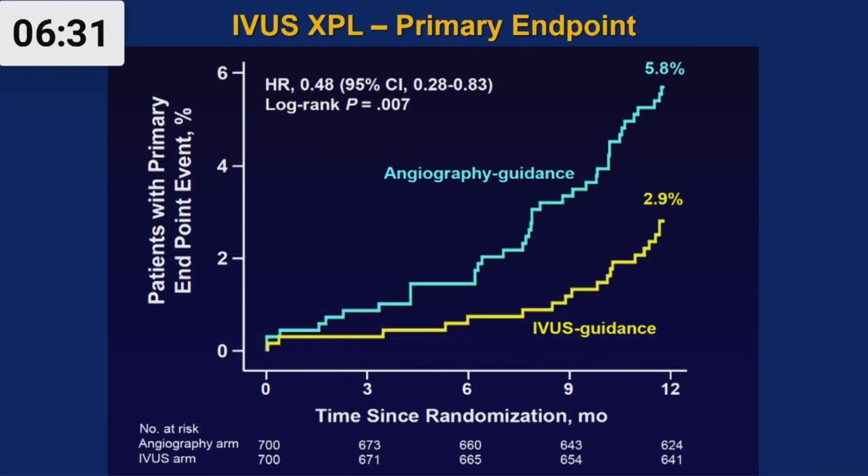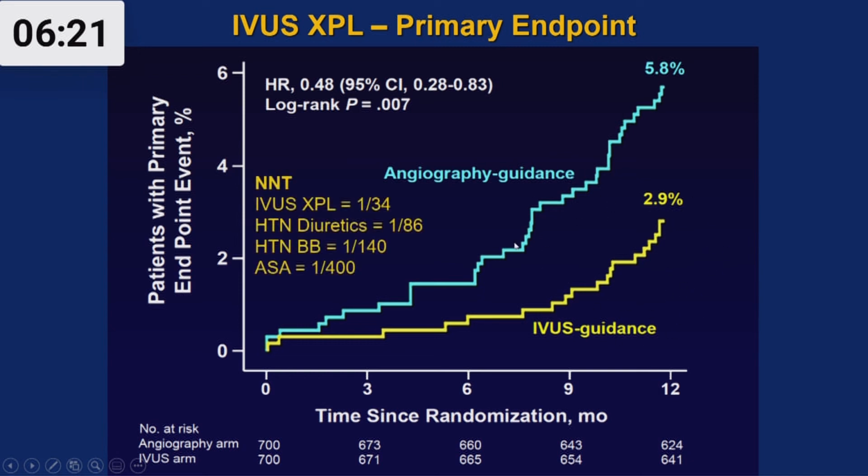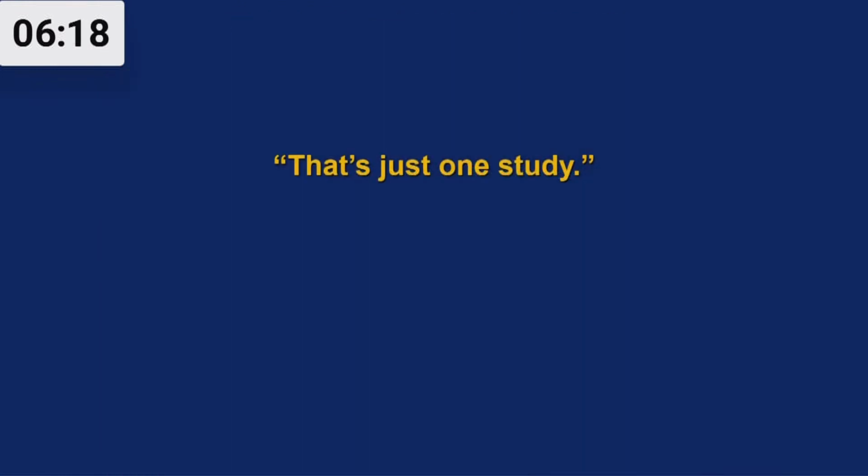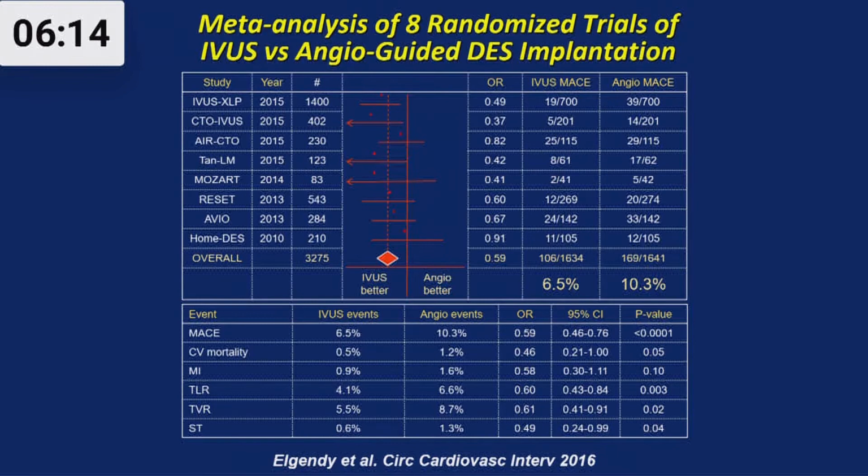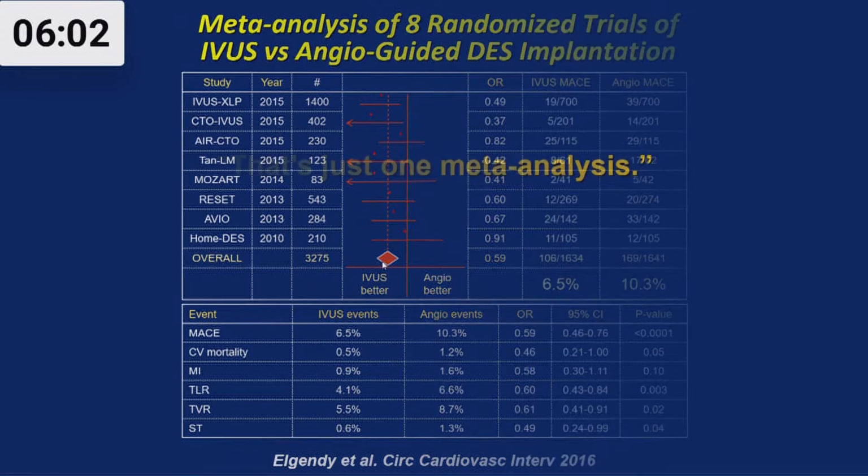We can see that the IVUS-XPL trial shows that the primary endpoint is significantly lower when you use IVUS than angiographic guidance. And that is only one study. You can ask what about the meta-analysis. This is the meta-analysis of 8 randomized trials of IVUS versus angiographic guidance. You can see that most of the trials favor IVUS over angiographic guidance during stent implantation.